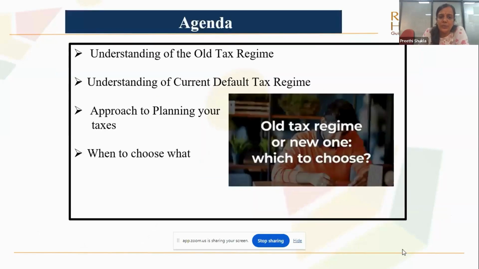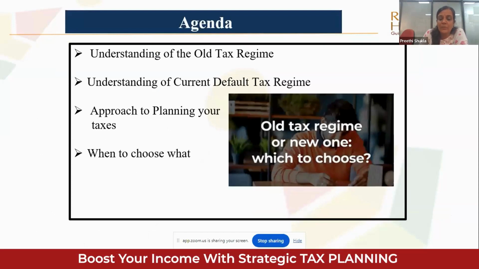So as mentioned, we will start with understanding of the old tax regime, understand how the current default tax regime, which many of us call the new tax regime, works, approach to planning your taxes, which is the most important, and when to choose what. Having said when to choose what, the most important thing is you should do your own calculation. Each one of us will have our own goals, our own commitments, our own salary structures. So for every individual it varies. Please don't generalize. However broad your understanding is, please check it out for yourself.